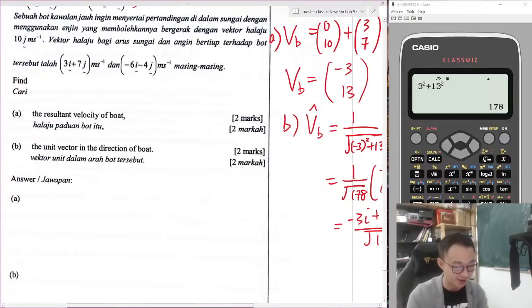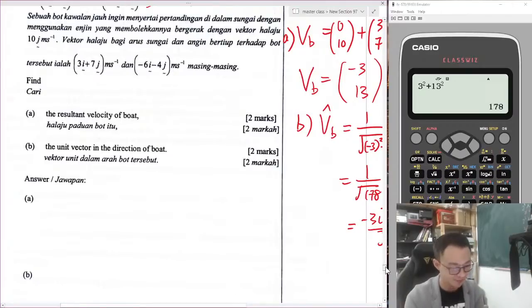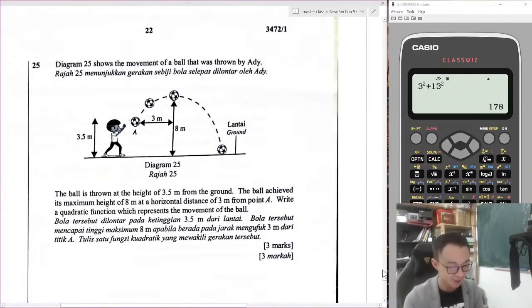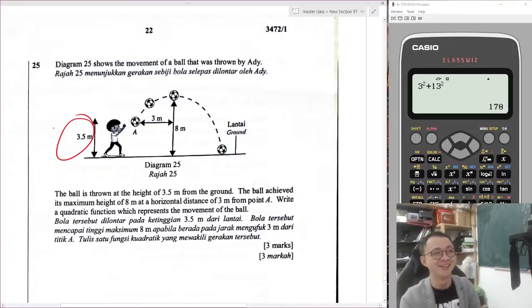Alright, so let's go to the last question of today. Okay, so you have a small boy. This boy's height is about 3.5 meters. Yeah, because we normally don't have humans that tall, isn't it? Human standard height is like 1 point something meter. So anyway, we just don't care about it first.